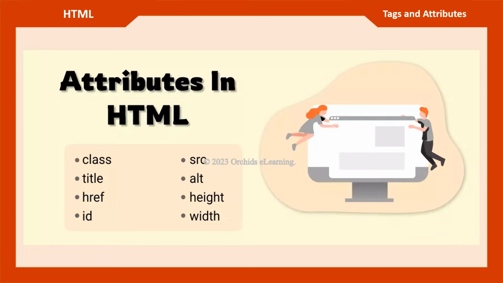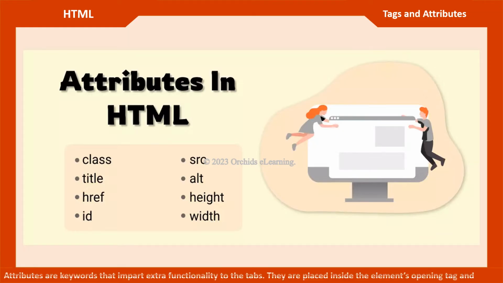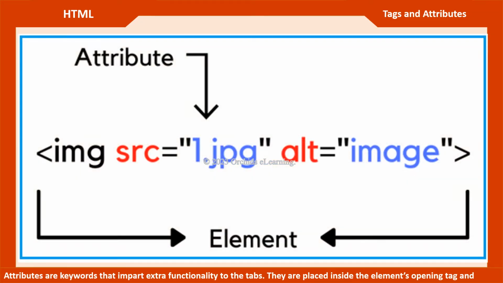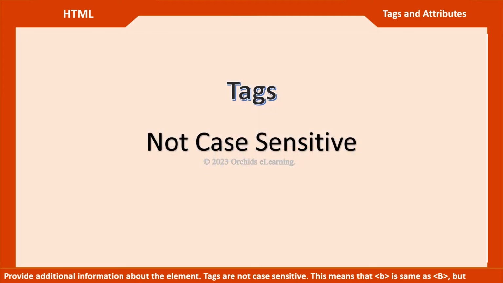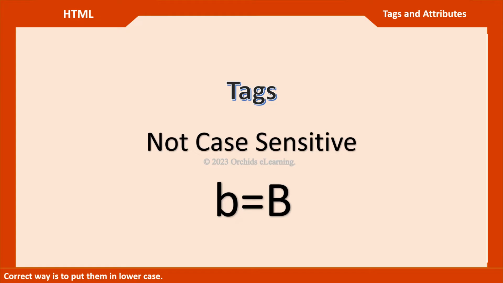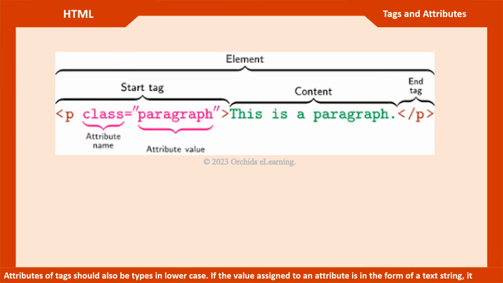Now let us learn about attributes. Attributes are keywords that impart extra functionality to the tags. They are placed inside the element's opening tag and provide additional information about the element. Tags are not case sensitive. This means that small b is the same as capital B. But the correct way is to put them in lowercase. Attributes of tags should also be typed in lowercase.